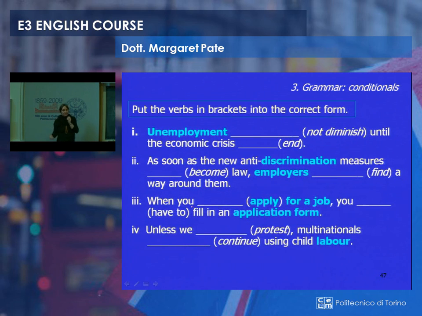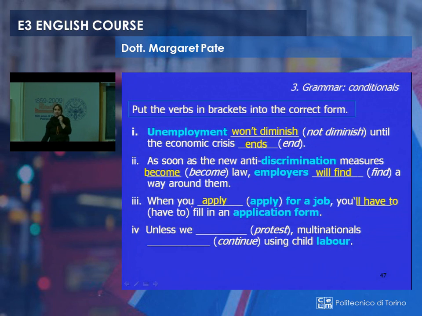Okay, so let's try and complete these conditional sentences. Unemployment won't diminish until the economic crisis ends, present tense, okay? As soon as the new anti-discrimination measures become, because it's the present tense and measures is plural, become law, employers will find a way around them, okay? When you apply, present, for a job, you will have to fill in an application form. Unless we protest, multinationals will continue using child labour.